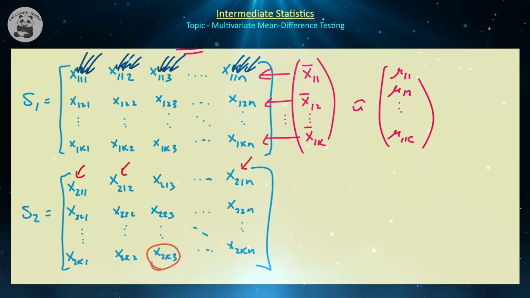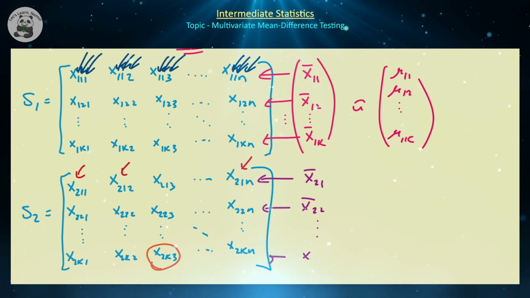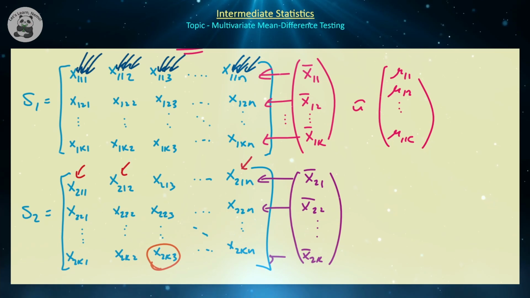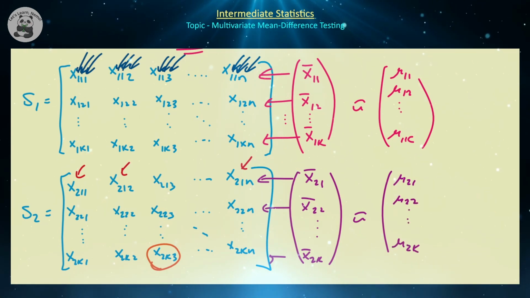So this individual here is from our second population, the last question, and the third individual's response for that particular question. Similarly to before, this row is going to calculate an x bar 21, and then an x bar 22, all the way down to x bar 2k. So we're going to have a sample mean for each feature for the second population, and this is going to serve as a point estimate for mu 21, mu 22, all the way down to mu 2k.